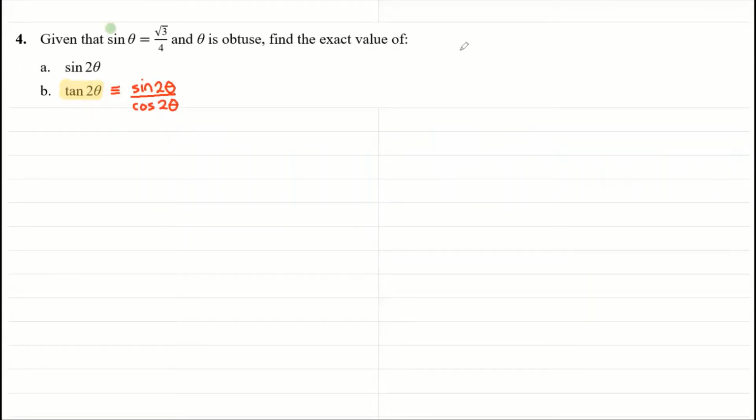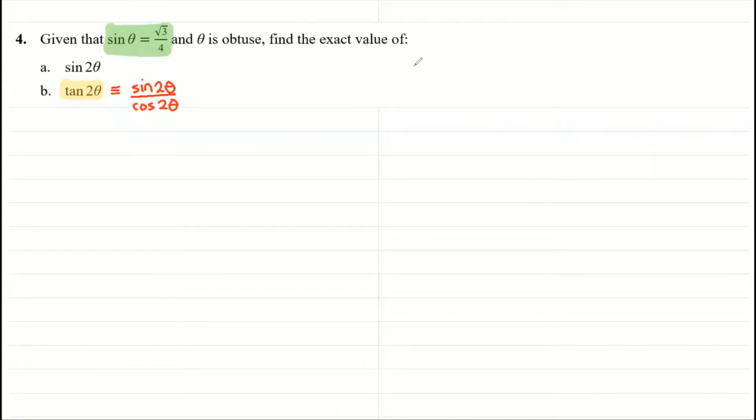So we're told that the sine of theta is that, and you can probably guess a common mistake here would be to just double whatever root 3 over 4 is, so root 3 over 2. Now, obviously, that wouldn't be the correct answer, and for those of you who are familiar with the double angle identities, you'll find out why momentarily. Let's get to work then.